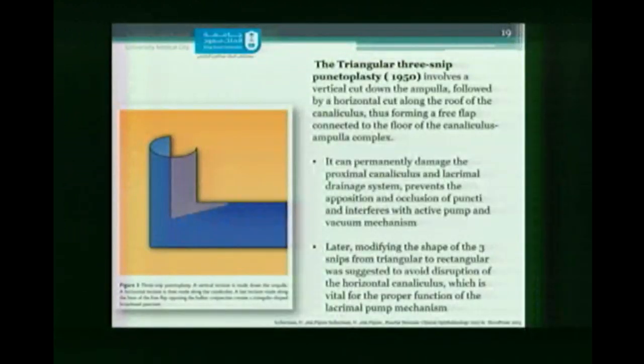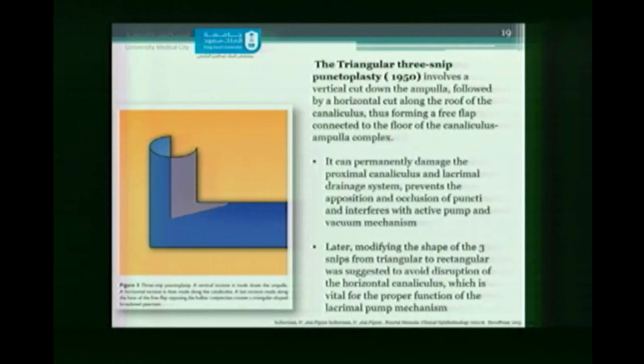The most common classical treatment of this is the 3-snip punctoplasty, or the 3-snip procedure. It was first tried in 1950. Basically, it involves a vertical cut of the vertical canaliculi and then a horizontal cut of the roof of the canaliculi, and then connecting the flap together.